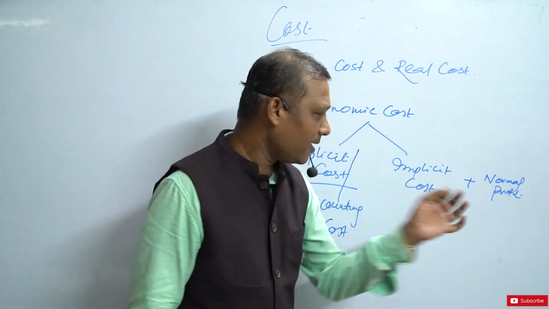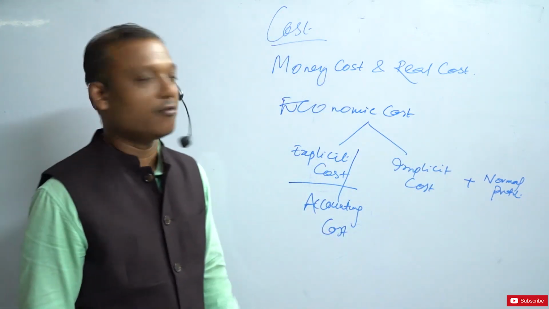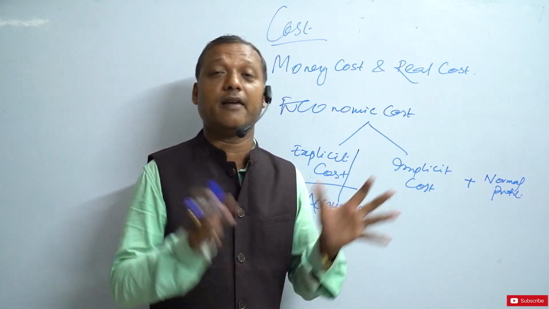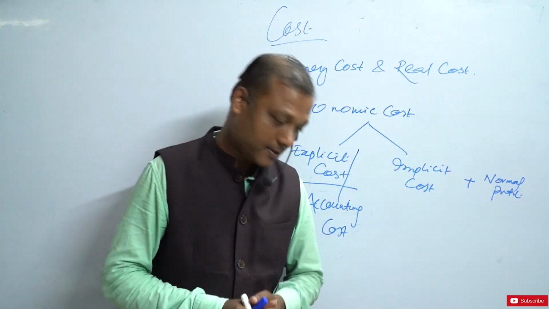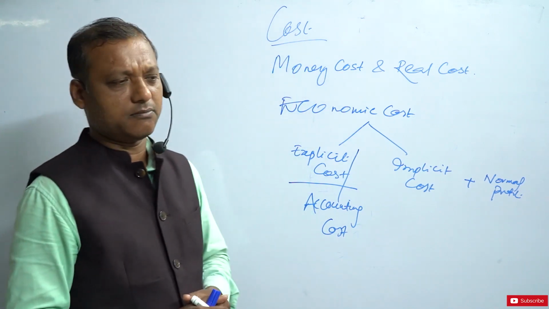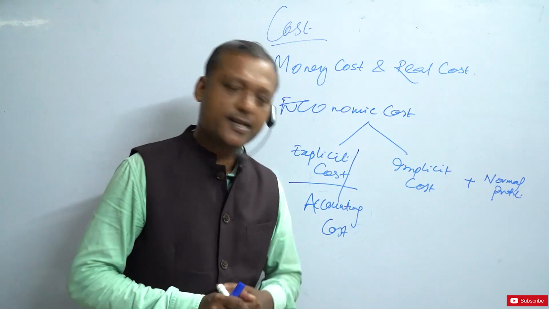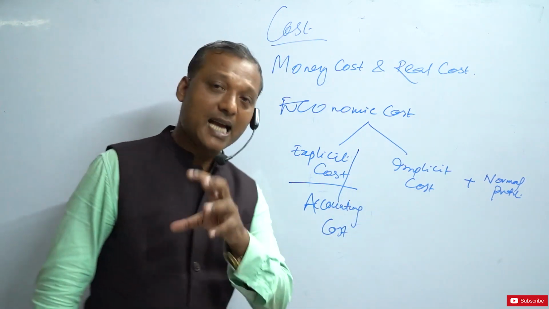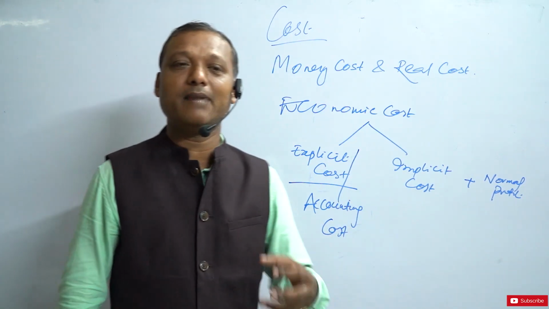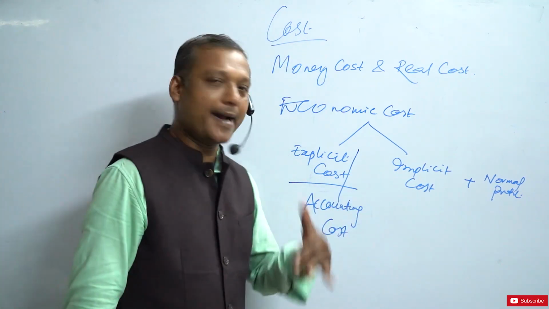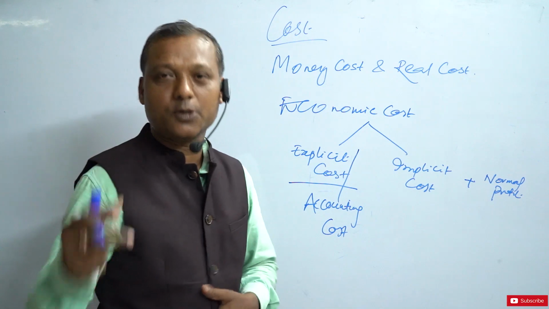Now, I will explain normal profit. Normal profit is a very interesting concept. It looks small, but has a big importance. What is normal profit? Normal profit is the profit which a producer expects to get at the time of starting business. It is the minimum profit required for the producer to stay in business.